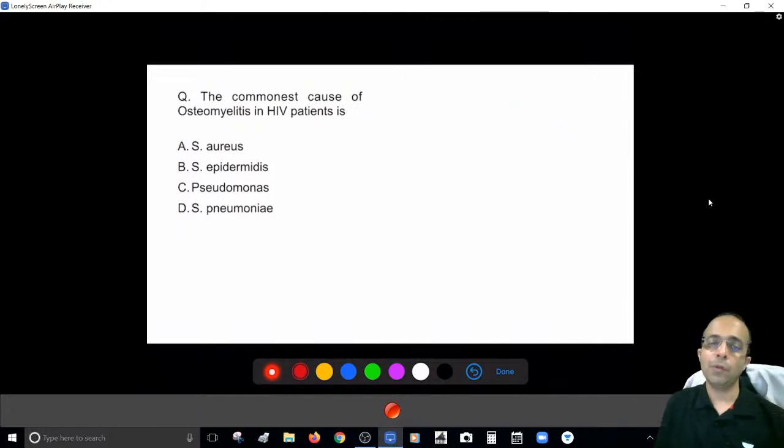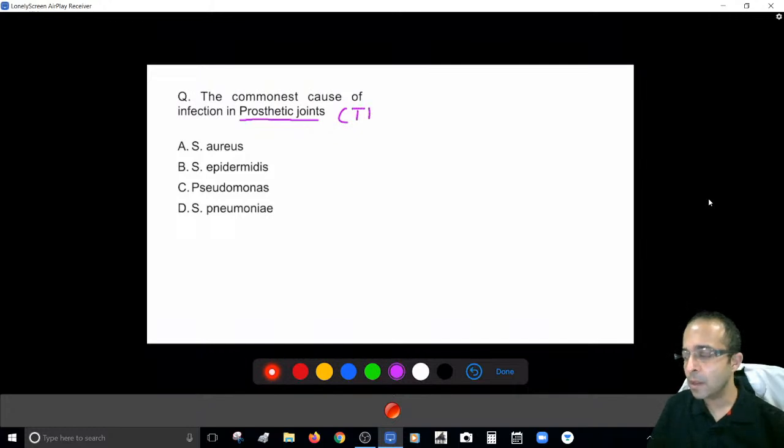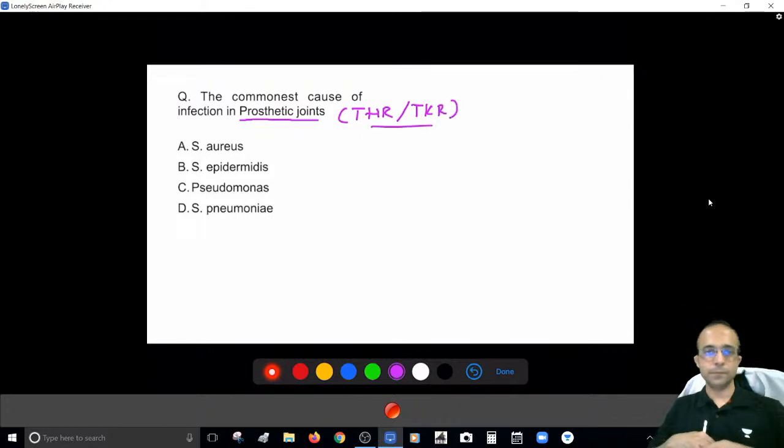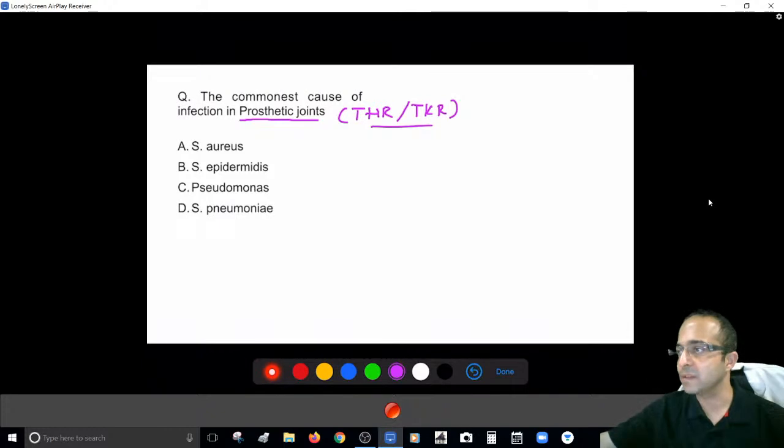Now what sometimes troubles you, when the question is changed in this manner: which is the commonest cause of infection in prosthetic joints? Prosthetic joints basically means a total hip replacement has been done, or say a total knee replacement. A replacement arthroplasty has been done, and you've been asked what would be the commonest cause of bone infection after this replacement arthroplasty.